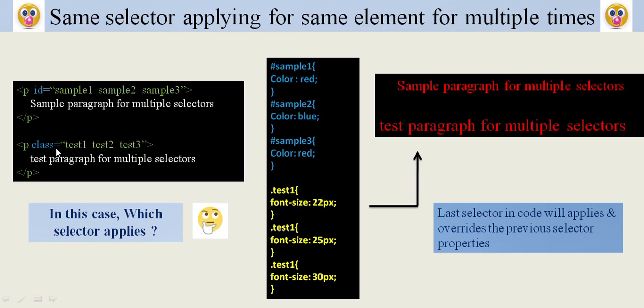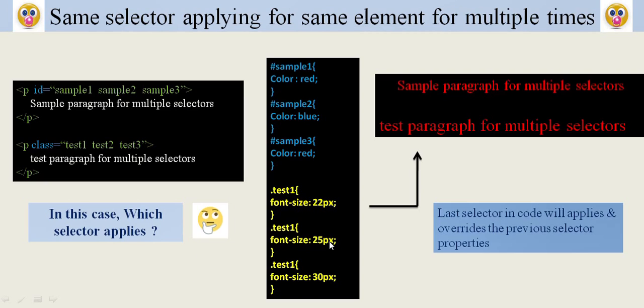And if you consider the class attribute, within the class selectors test1, test2 and test3, we have different values for the same property font size: 22 pixel, 25 pixel, 30 pixel. Among these class selectors, the last one will apply to our element. That means 30 pixel font size will be applied to the line, the test paragraph for multiple selectors. You need to keep in mind that the last selector in the code will apply for your element.